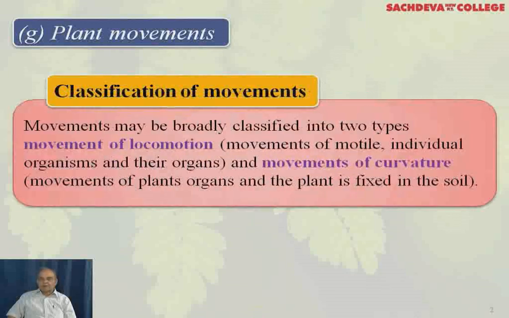Movements may be broadly classified into two types. First, movements of locomotion, which are movements of motile individual organisms and their organs. And second is movements of curvature, that is, movement of plant organs, where the plant is fixed in the soil.